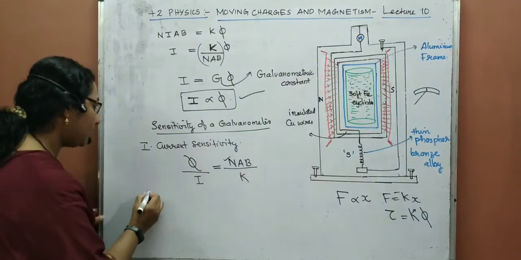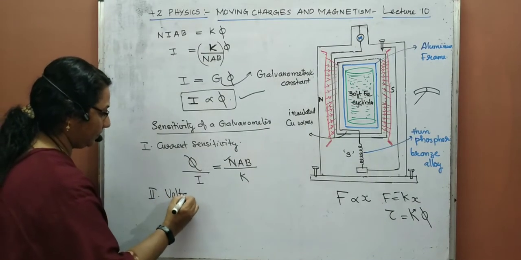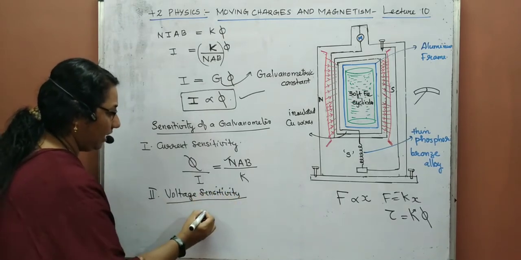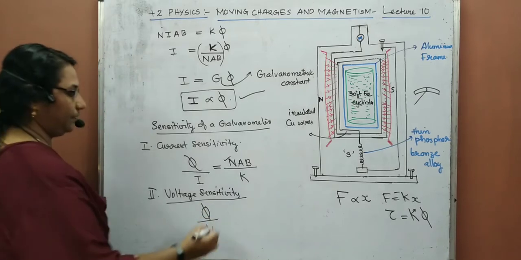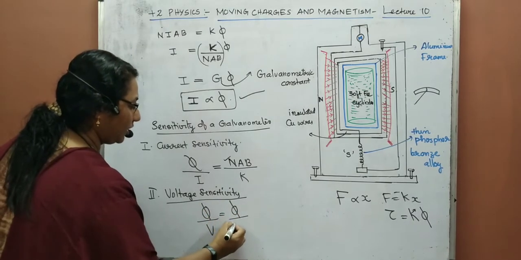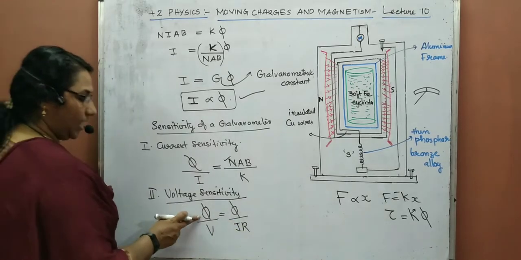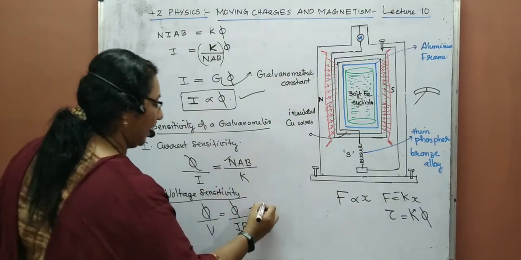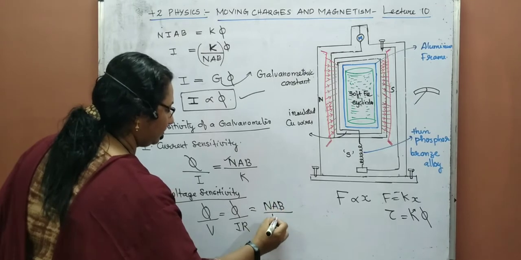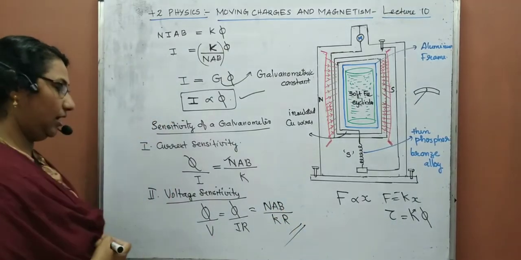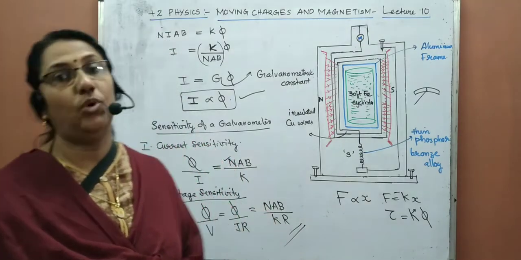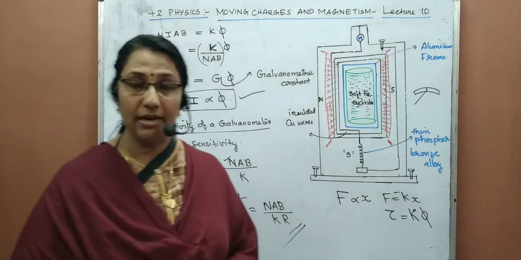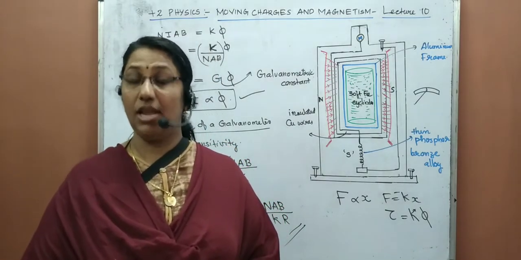And the second one is voltage sensitivity. That is a large deflection for a small voltage. We know voltage is IR itself. A large deflection for a small voltage is called the voltage sensitivity. Phi by I is NAB by K, then resistance also. Okay, clear? So this is the current sensitivity and voltage sensitivity. So now we have detected the presence of current by using the galvanometer. Also now we know what the sensitivity of a galvanometer is.